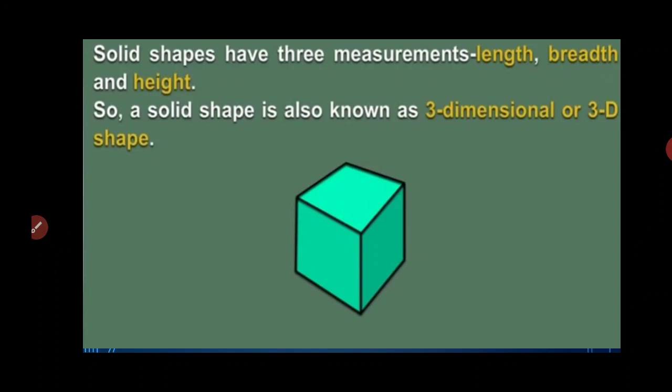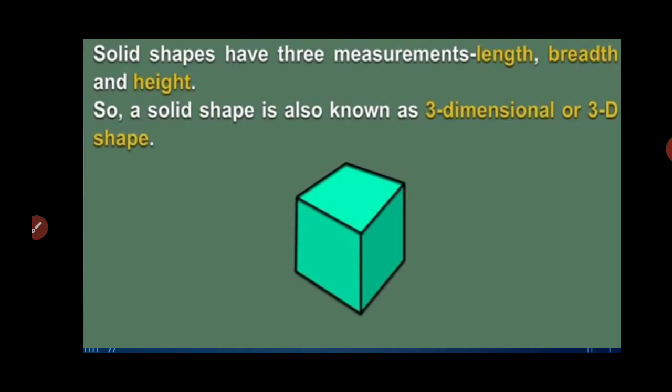In today's session, we're going to cover a new chapter, that is 3D shapes. So what is a 3D shape, children? A 3D shape is also known as solid shape. A solid shape basically means a shape which can be held by us through our hands, unlike 2D shapes. I told you that 2D shapes cannot be held by us through our hands.